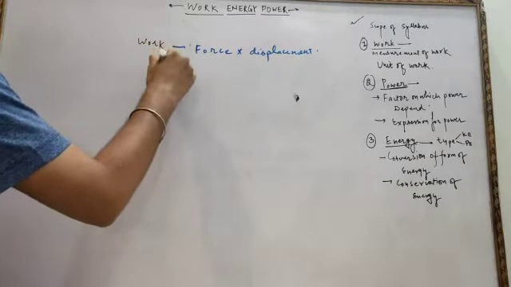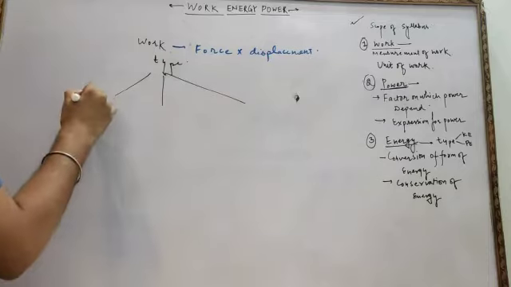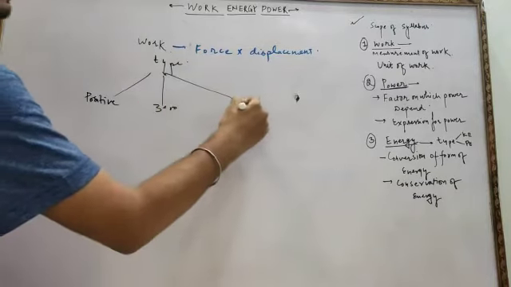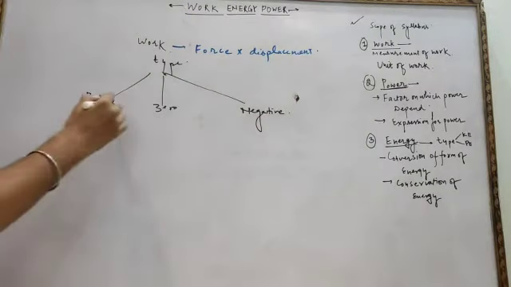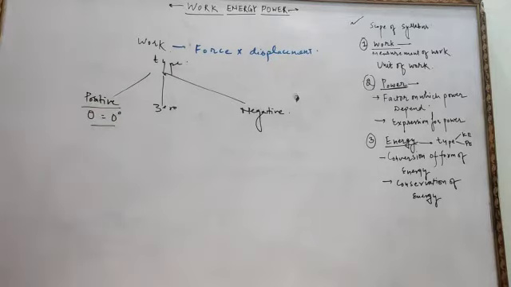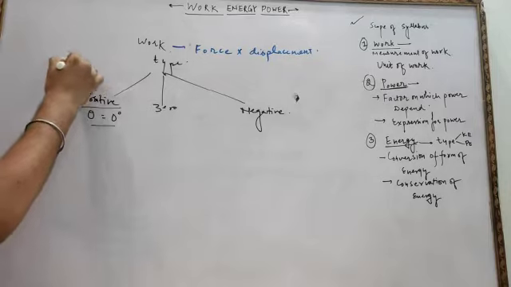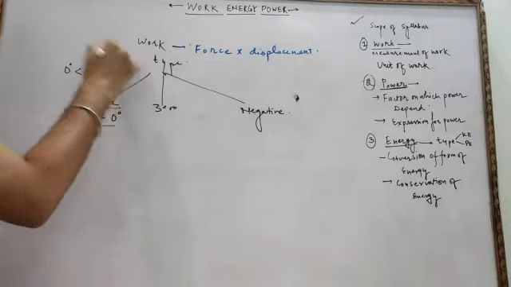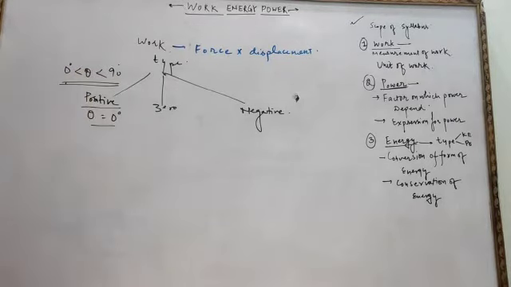Now the types of work. Basically there are 3 types of work. The first one is positive, the second one is zero, and the third type of work done is negative. Positive work is done when theta equals 0 degree, or any angle greater than 0 degree and less than 90 degree. So this represents positive work done.